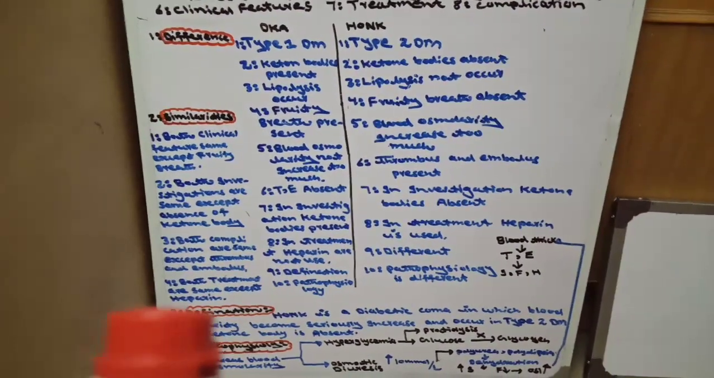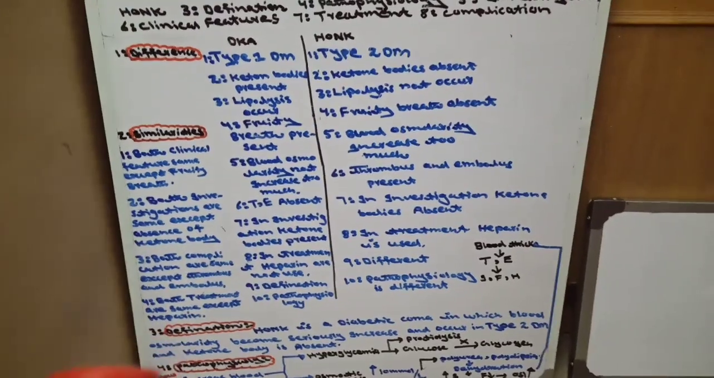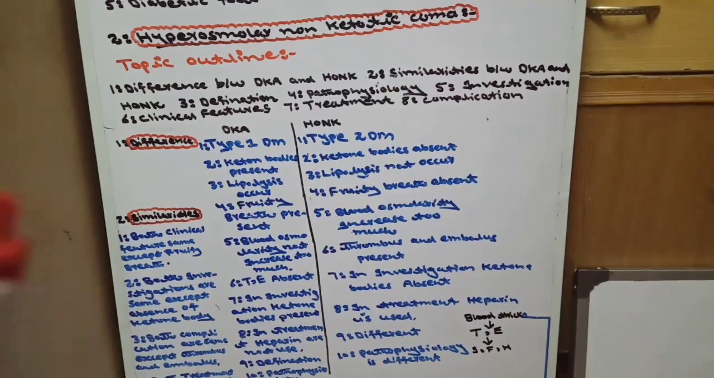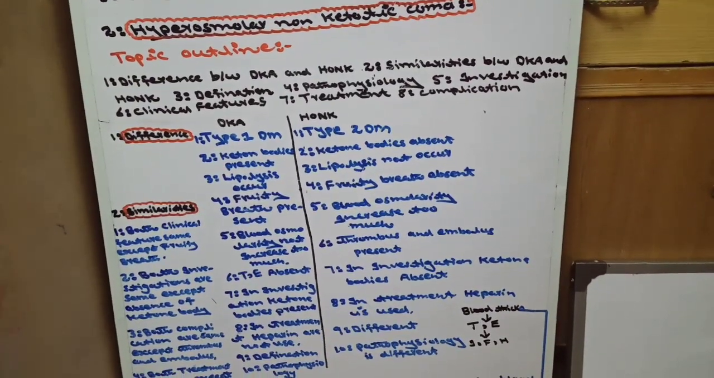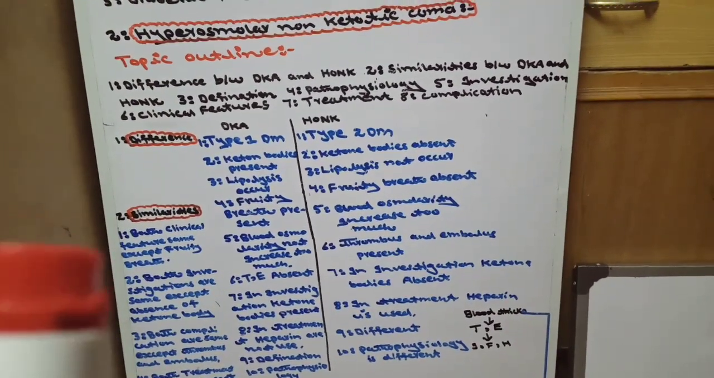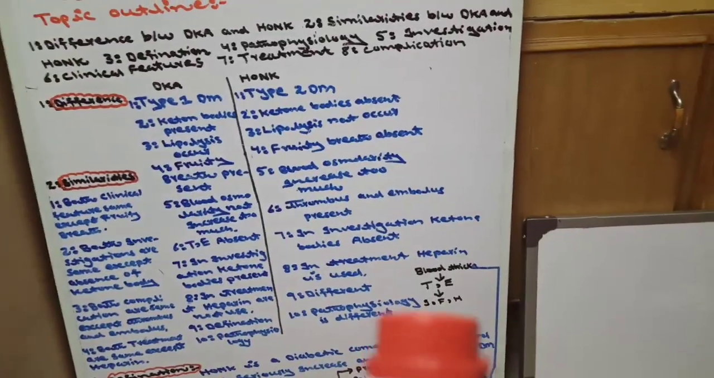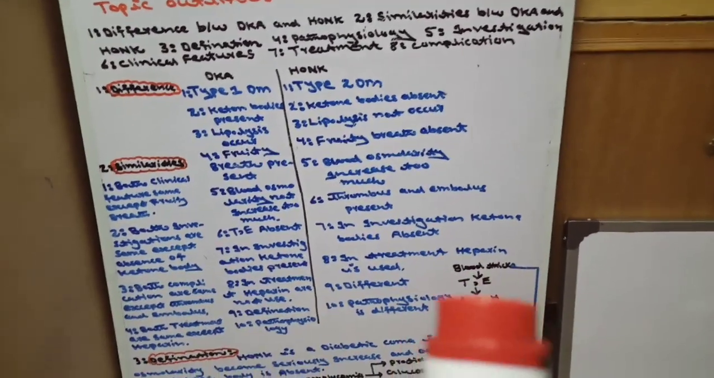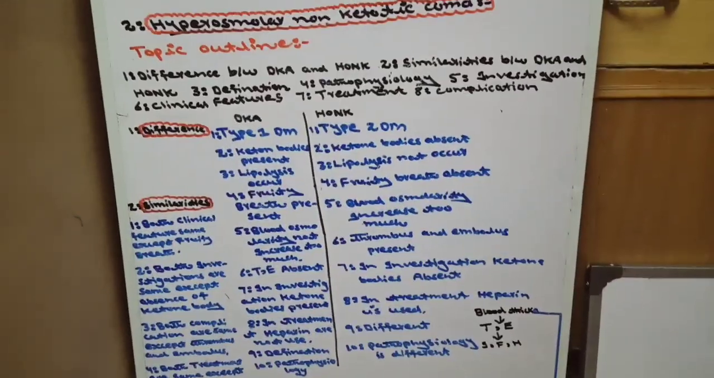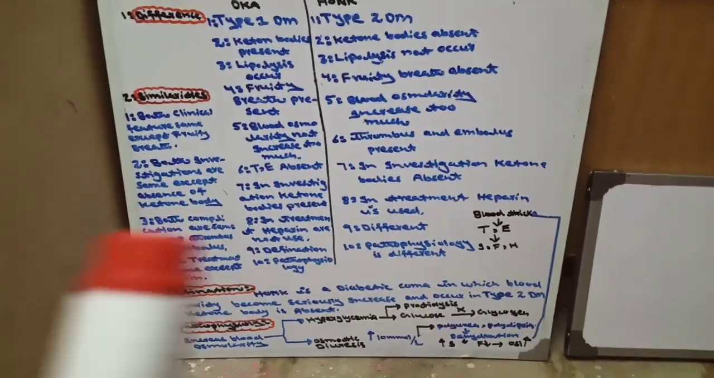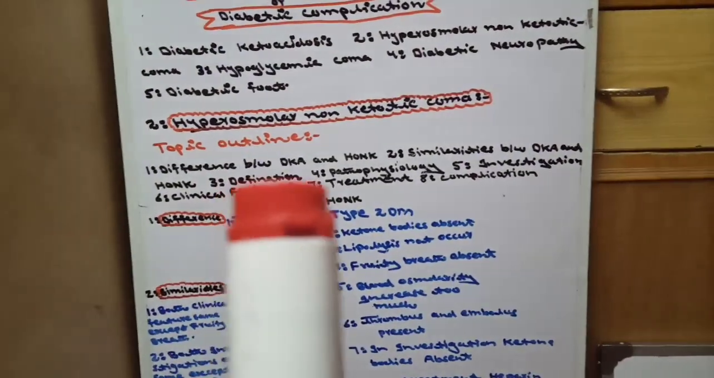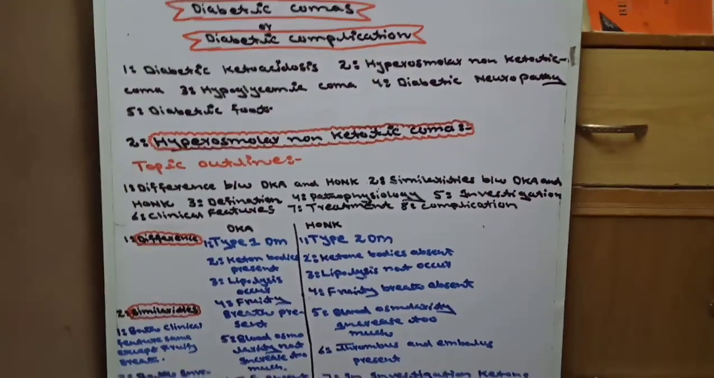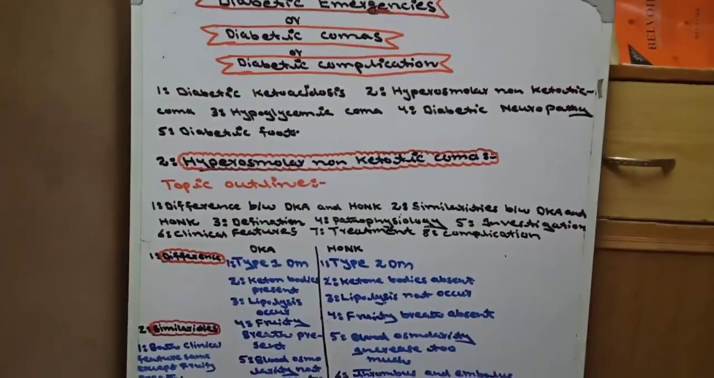Fourth similarity, both treatments are the same except heparin. Both treatment in diabetic ketoacidosis we already studied. We give insulin and fluid, 5% normal saline. Here we also give insulin and fluid, but the additional is heparin. Now our hyperosmolar non-ketotic coma is complete. Now we will study hypoglycemic coma.